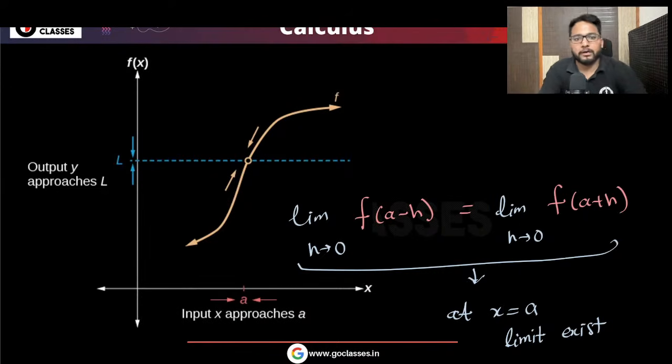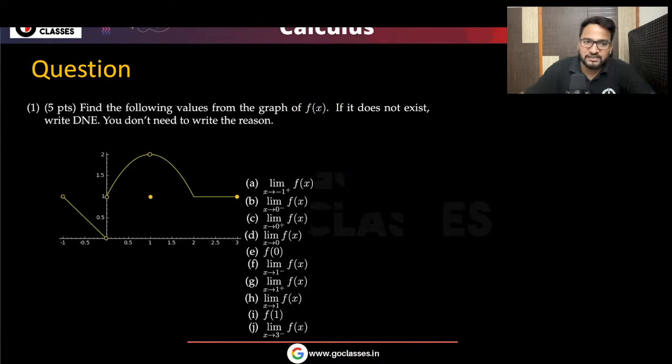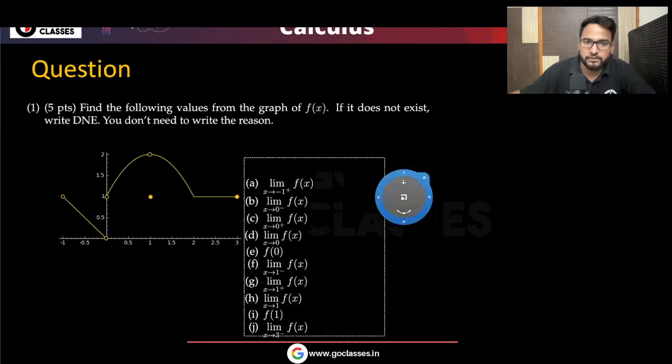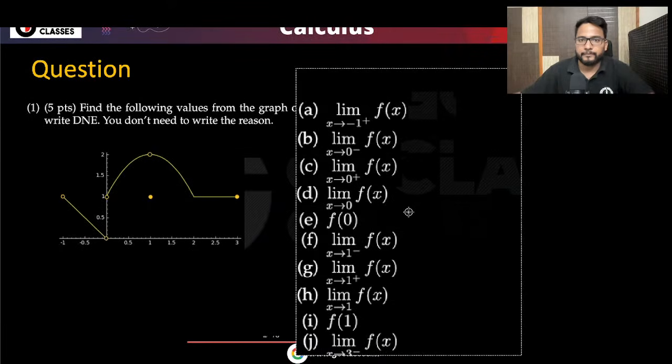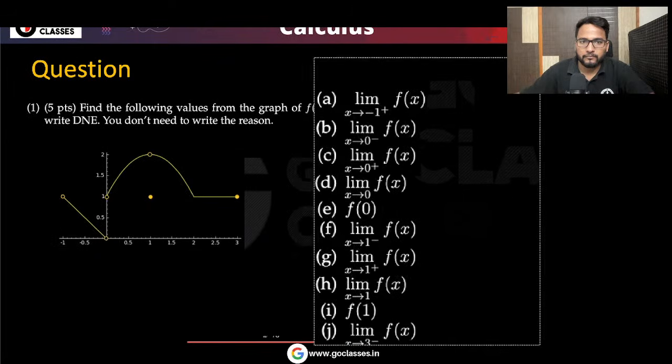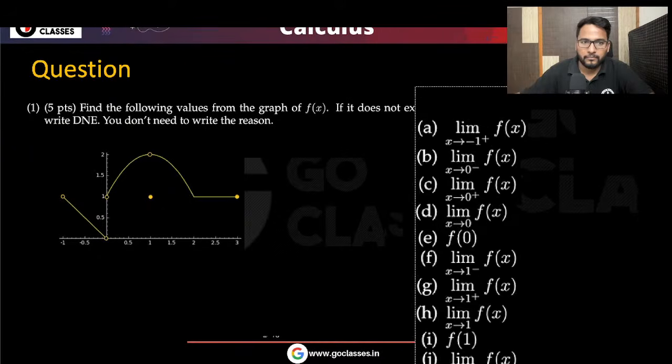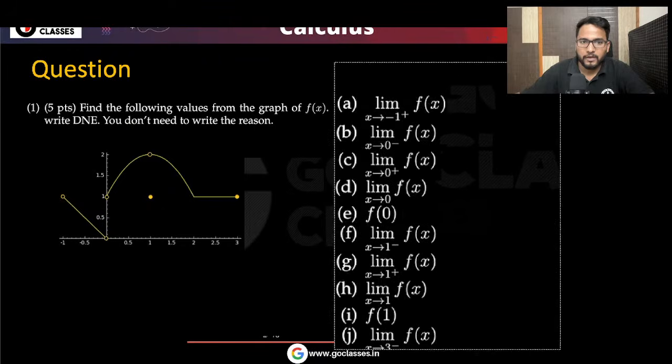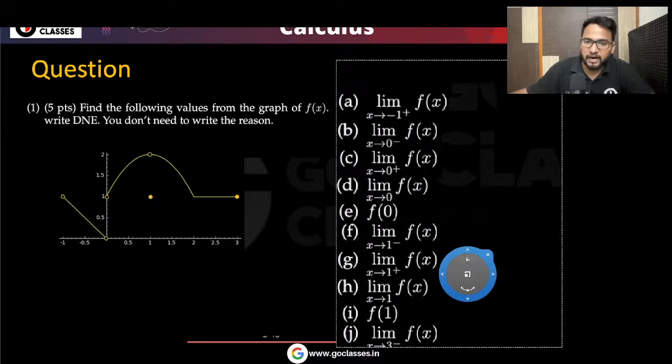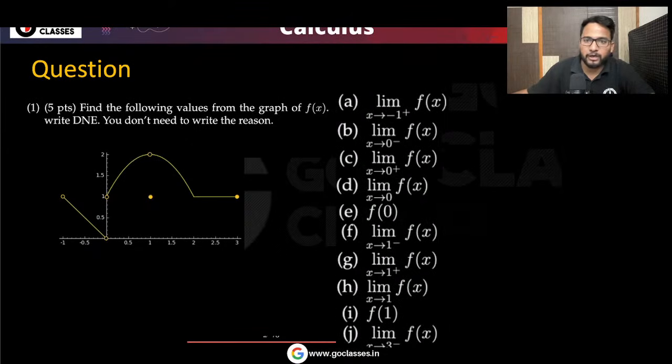So now let's just see this question. This question is saying find the following values of this particular graph. So basically they have given one graph and then they are asking you to find the following values. So let's quickly find out these values. Tell me, by seeing this graph, what are these values.